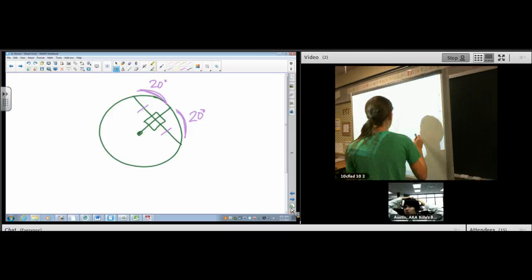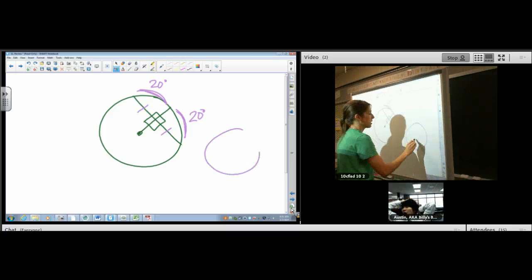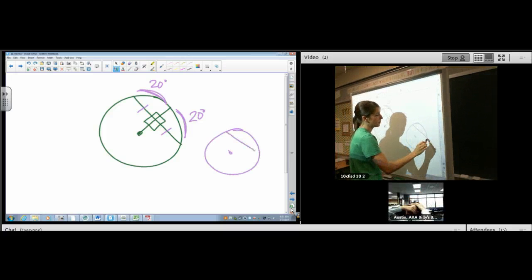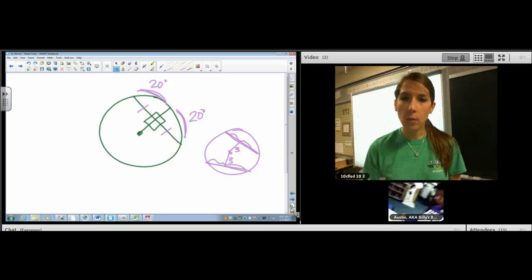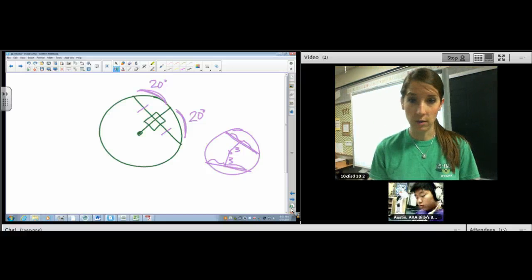Another theorem we learned that day is chords that are equidistant from the center are congruent. So if this one's 3 inches away and this one's 3 inches away, then this chord is congruent to this chord. So chords that are equidistant from the center are congruent.